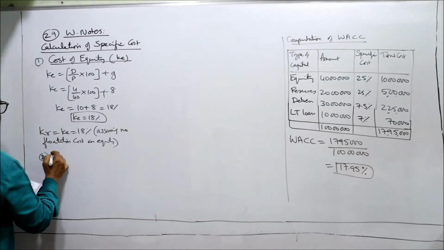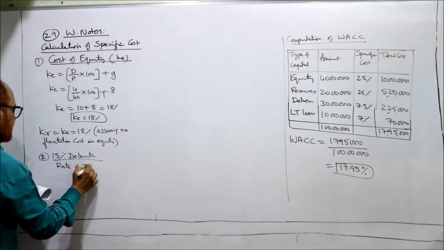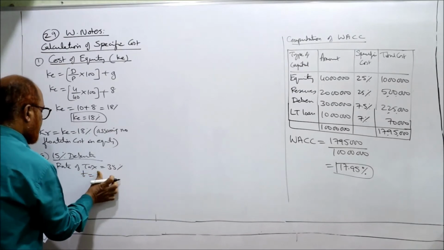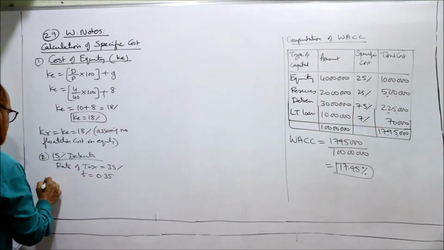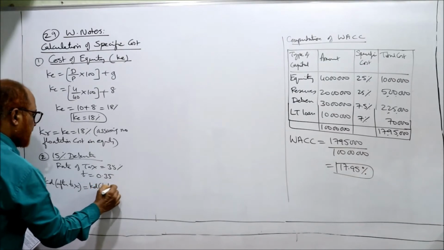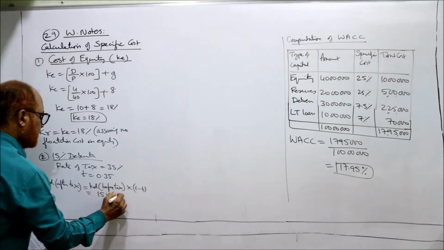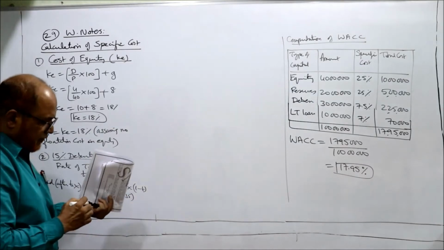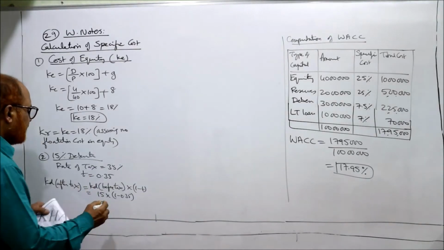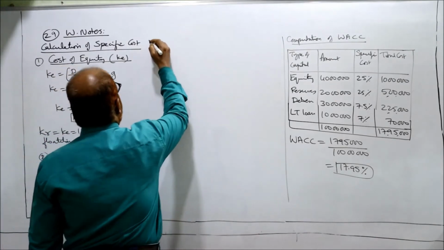Now 15% debenture. Rate of tax is given as 35%. T is equal to 0.35. KD after tax is equal to KD before tax into 1 minus T. That is equal to 15 into 1 minus 0.35. So 15 into 0.65, 9.75%. This is the KD after tax for 15% debentures.